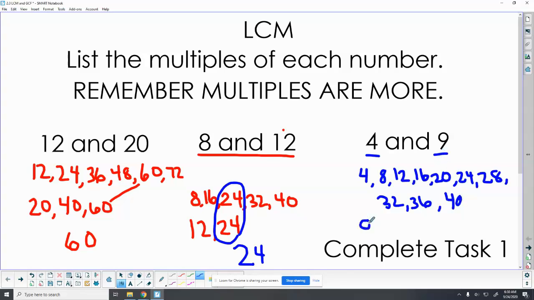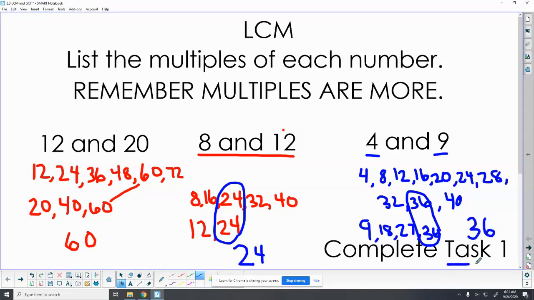Let's try that out here. I'm going to list 9, 18, 27, 36. I can see they do not have 9 in common. They do not both have 18. They do not have 27, but they do have 36. So the least common multiple is 36.